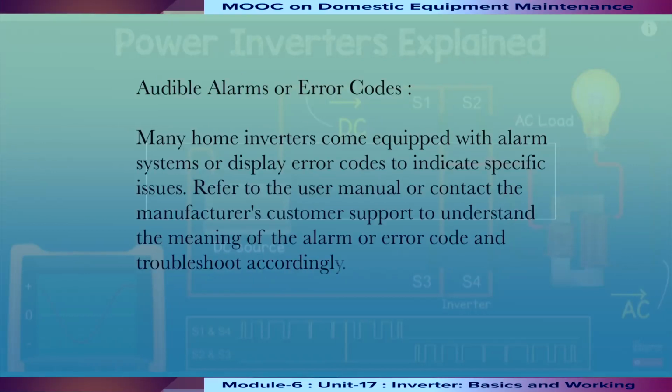Audible alarms or error codes. Many home inverters come equipped with alarm systems or display error codes to indicate specific issues. Refer to the user manual or contact the manufacturer's customer support to understand the meaning of the alarm or error code and troubleshoot accordingly.